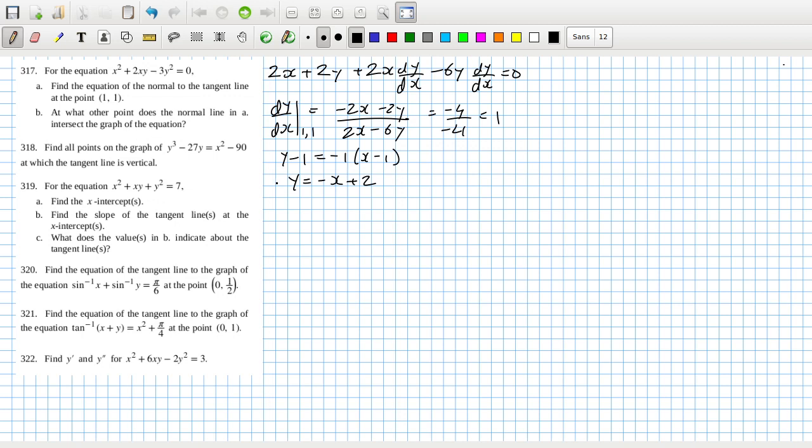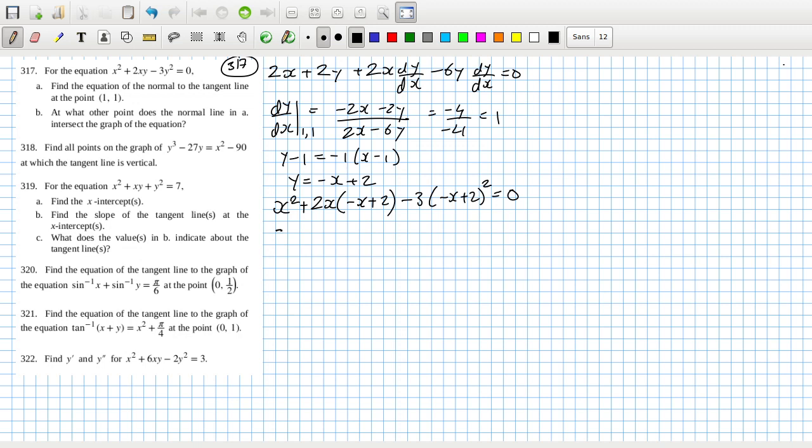So we just want to sub this back in. So we get x squared plus 2xy, which is minus x plus 2, minus 3y squared, which is minus x plus 2 squared, equals 0. Yeah, just have to multiply it out, unfortunately.